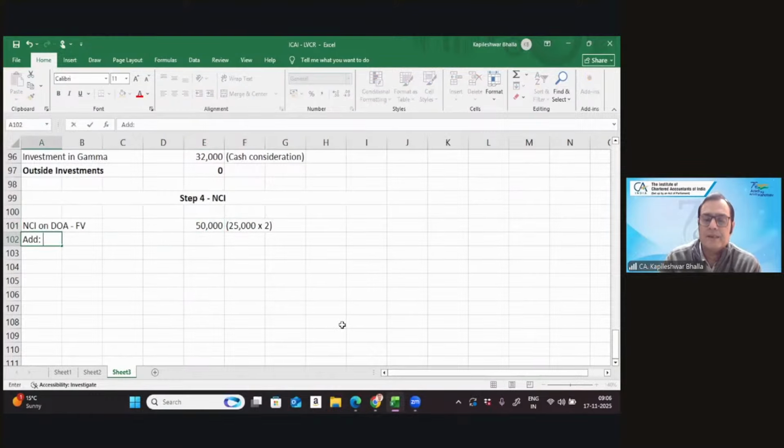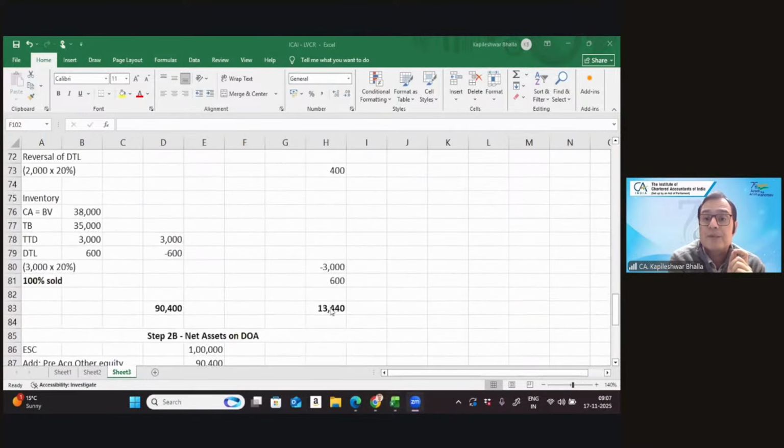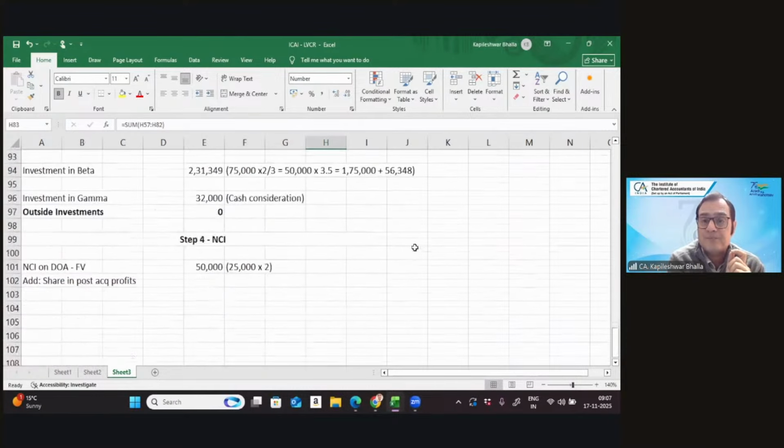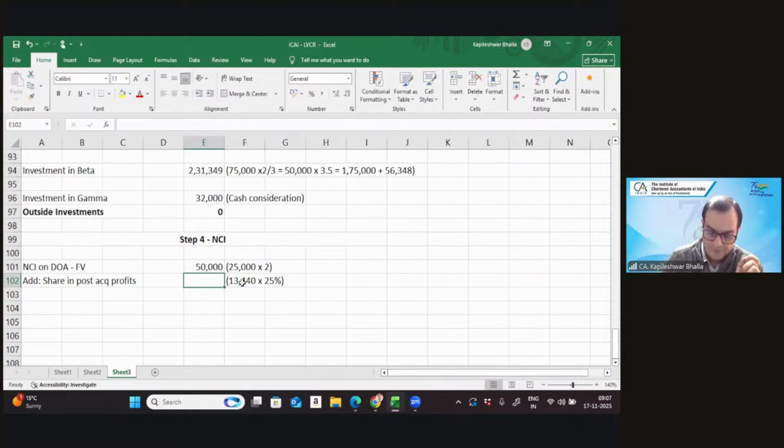And then we add the share in post-acquisition profits in this case. Where do we get the share in the post-acquisition profits? Which step are we going to get that information from? That's right, from step number 2A. So let's go back to step number 2A. This was 13,440, so we can take 13,440, and there is a 25% belonging to the NCI. So 25% would mean 3,360.